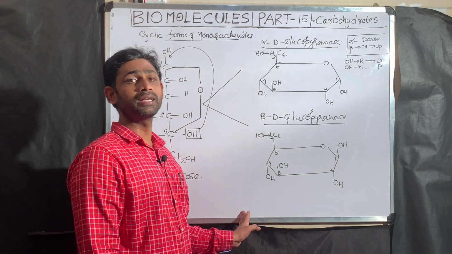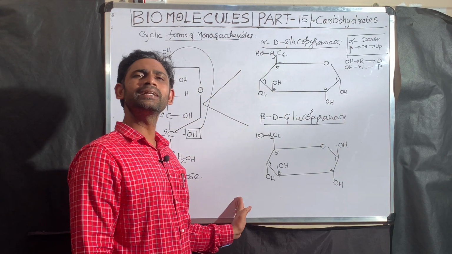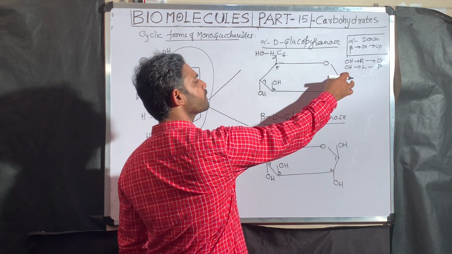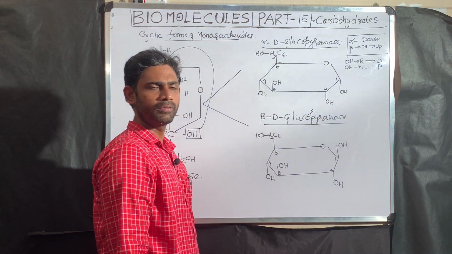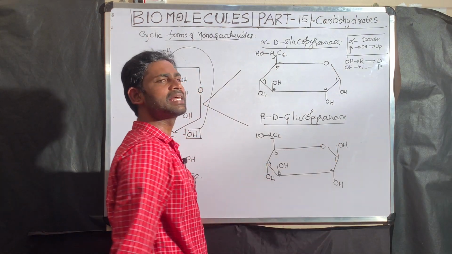D-glucose, D-glucose, but there is a difference. This is alpha D-glucopyranose, this is beta D-glucopyranose. That means alpha means the OH group on the functional carbon is represented towards the down. If it's a beta anomer, the OH group on the functional carbon is represented towards the up.